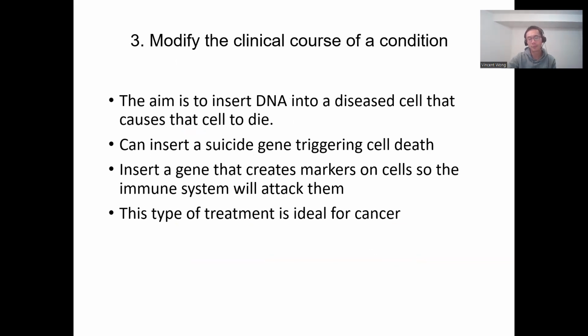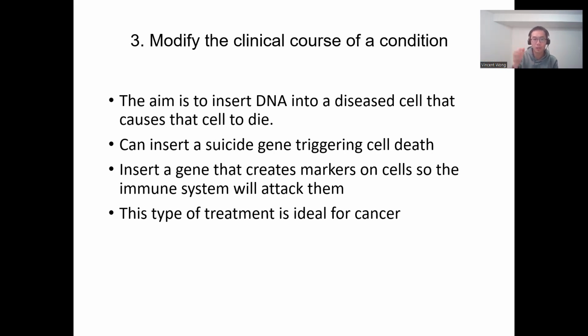Next, we have the third goal, which is to modify the clinical course of a condition. Right? So maybe in this case, instead of suppressing a gene, we can introduce a gene that would trigger cell death. Or we could insert a gene that causes the cell to produce certain special markers on the cell membrane. And when the immune system sees those markers, it will attack them. Right? So that's ideal for cancer again.